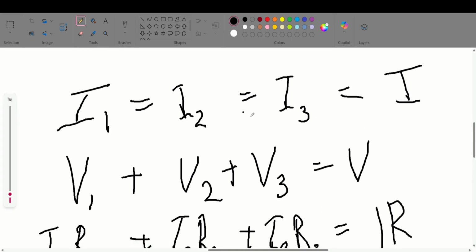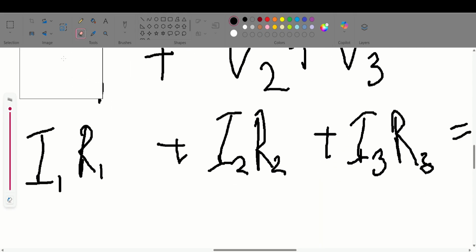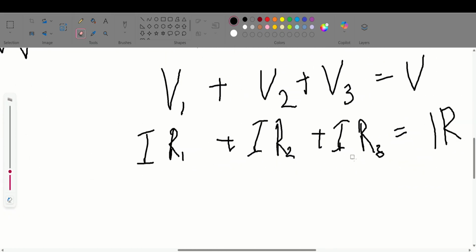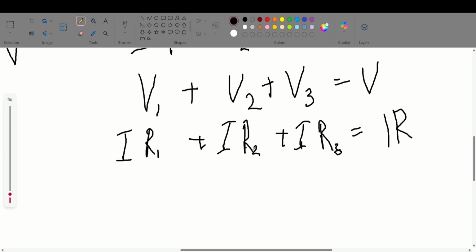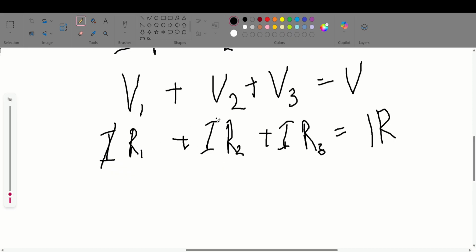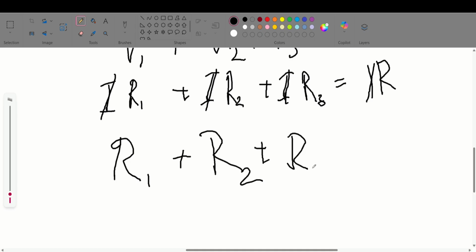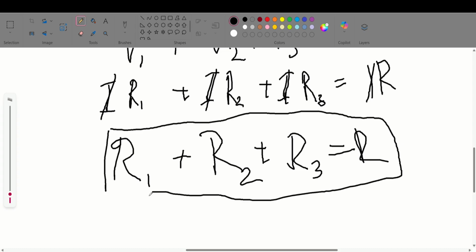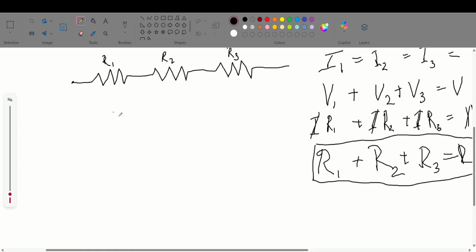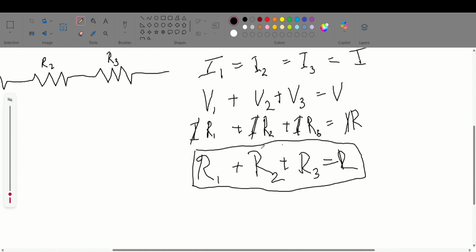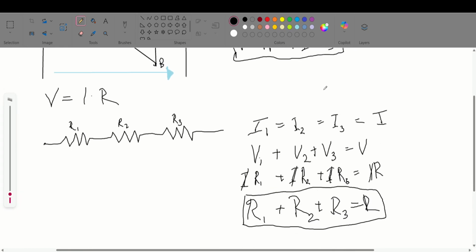And now this equation says that all three I's are the same, so I'm just going to remove the subscript from the I's. So IR1 plus IR2 plus IR3 is equal to IR. So now we see that the I's are common on both sides, so we eliminate the I's, and that gives us R1 plus R2 plus R3 is equal to R. R is the total resistance of the entire circuit. R1, R2 and R3 are the individual resistances of each resistor. Here I use 3 resistors, but one can use as many as one needs. So this is the formula for resistors in series.